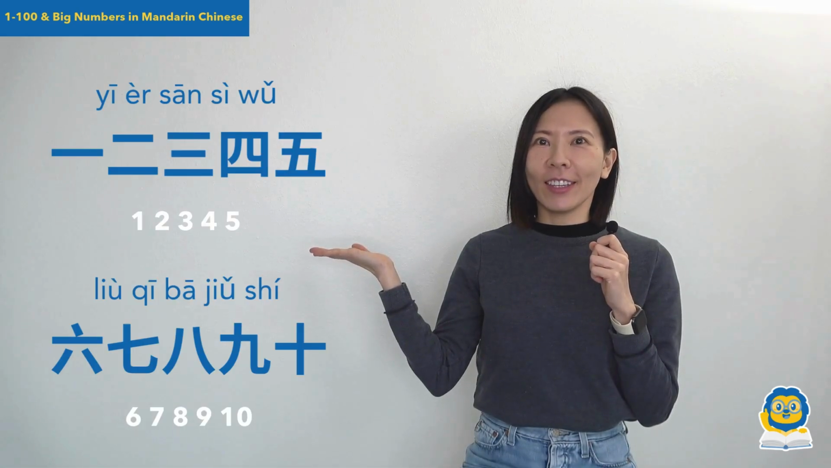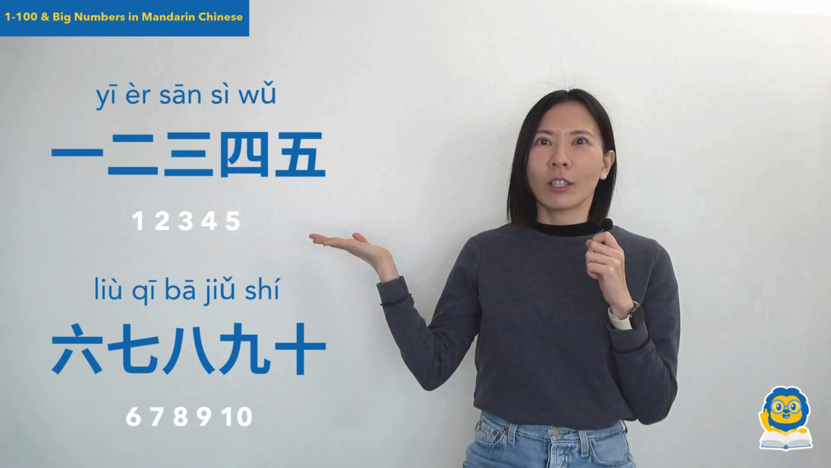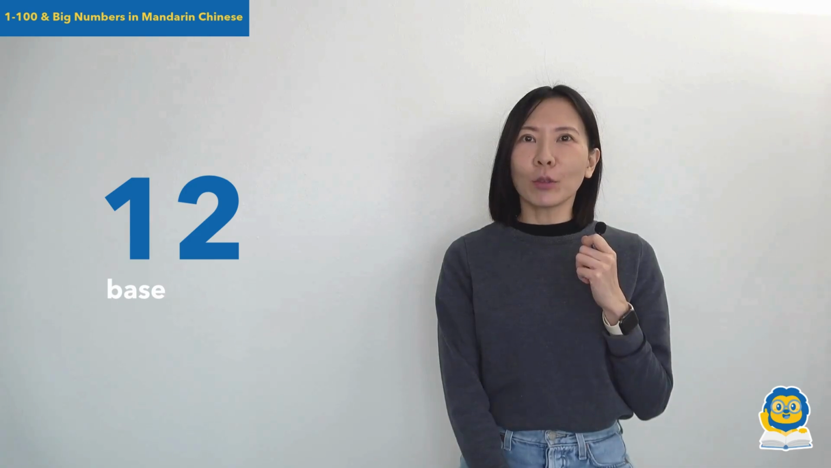1, 2, 3, 4, 5, 6, 7, 8, 9, 10. From 11 to 20, the logic to say the Chinese numbers is simple.